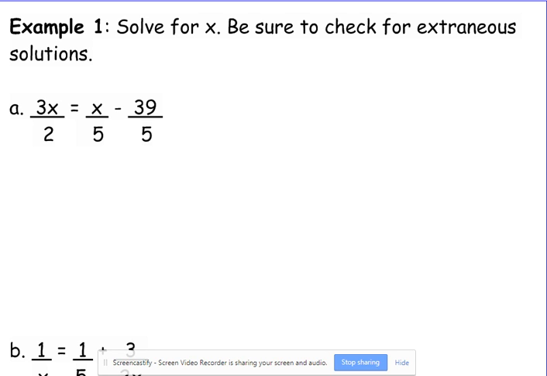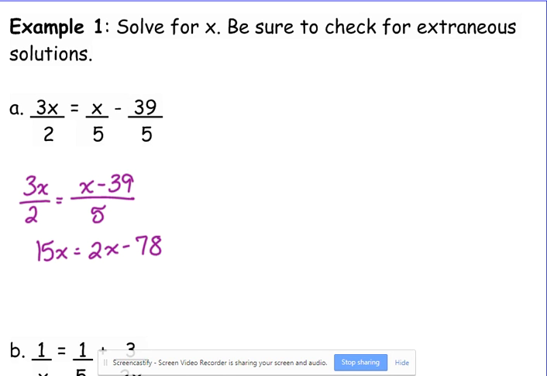Okay, so 3x over 2 is equal to x over 5 minus 39 over 5. There are actually two ways that we can do this problem. Because, is there anything that we can combine or simplify? On the right side, they both have the same denominator. We can go ahead and put those together. Okay, they have the same denominator, so we can just combine their numerators. And then this is just like the warm-up problem. We can cross multiply and solve. Just make sure that when you cross multiply that you distribute if necessary.